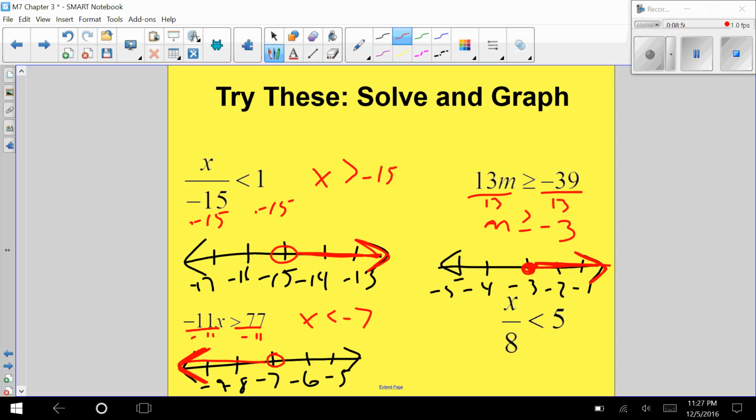And x over 8 is less than 5. Multiply both sides by 8. I get x is less than 40. Make my number line. I get an open circle at 40, and my arrow goes to the left.